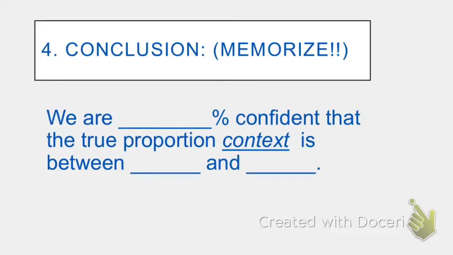We will write, we are 95% confident that the true proportion of blue M&Ms is between 10% and 20%. So we're going to fill in the blanks. I just made that up, but you said memorize, so this is exactly what we have to write. Yes, word for word, or else you really will get points off.